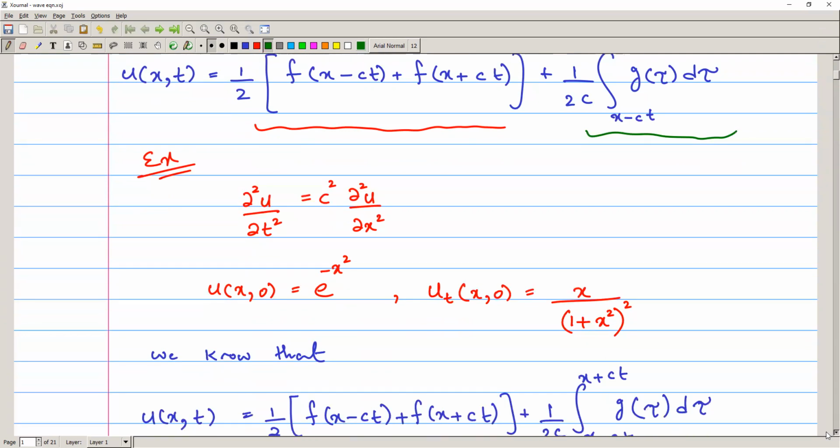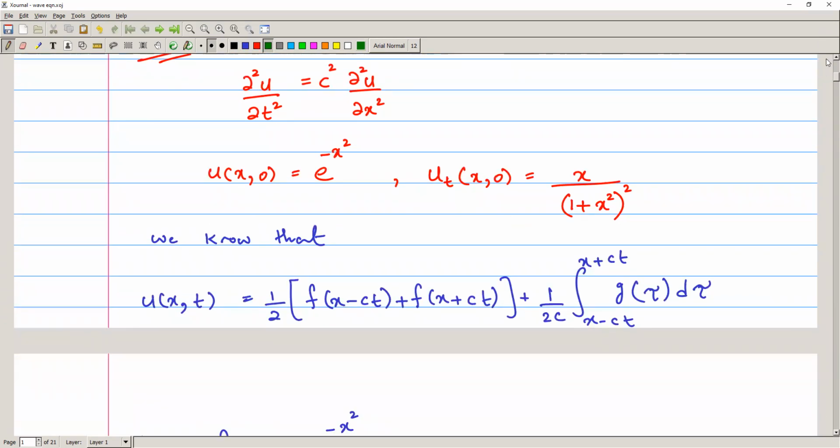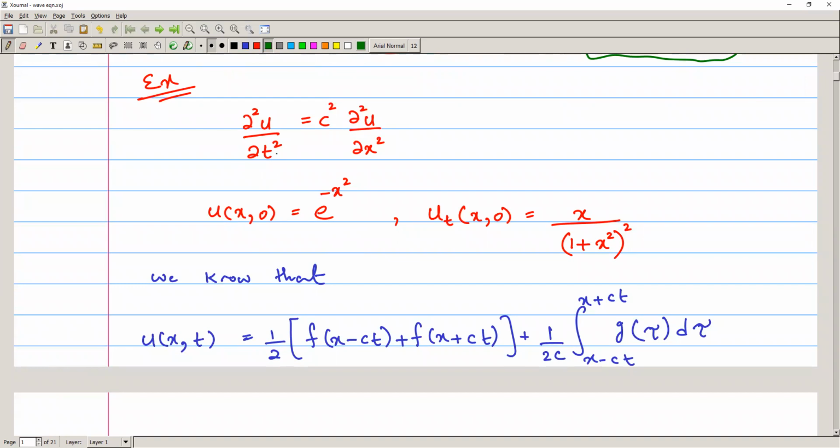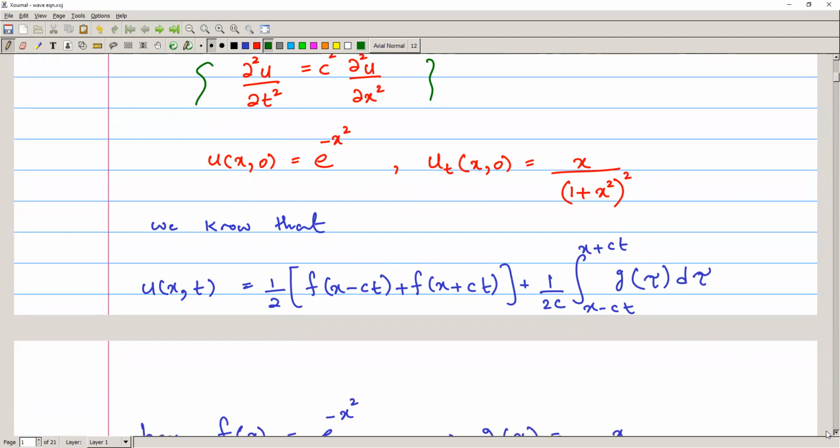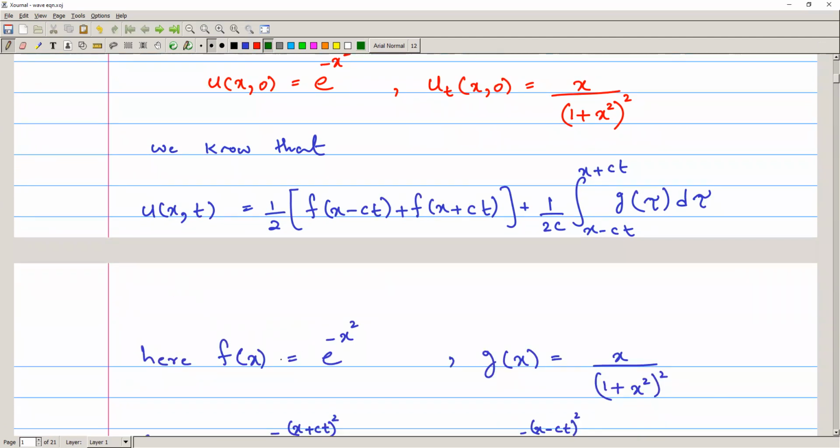Now let's take a problem. So start with the problem. Given that the wave equation in one dimension and the initial displacement is given by e^(−x²), and initial velocity is given by x/(1 + x²)². Therefore, we know that the solution of the form is given by this equation. Now here we can see that f(x) is given as e^(−x²), and g(x), that is initial velocity, is given by this function.